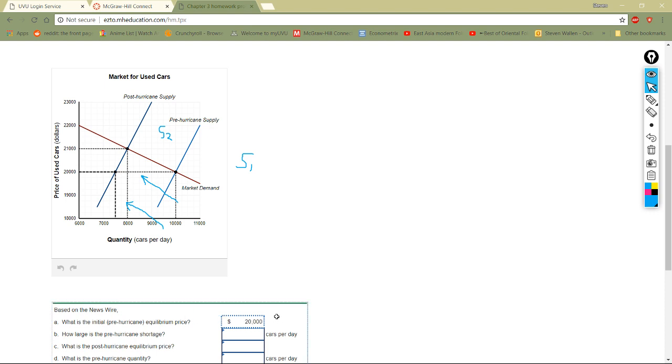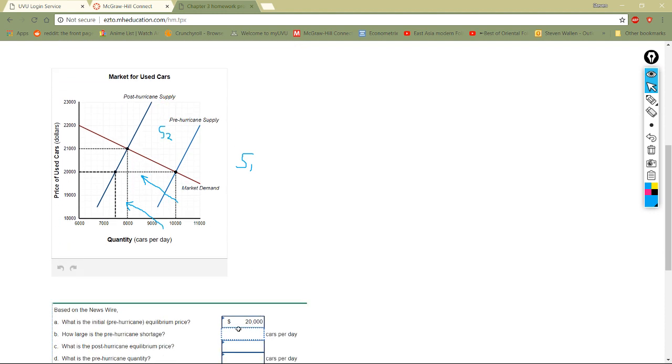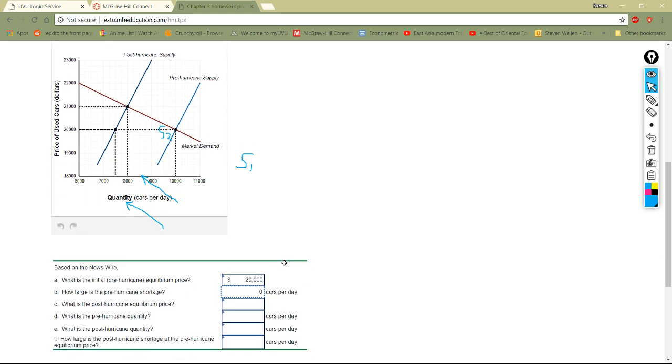Slide that in there. How large is the pre-hurricane shortage? Now, think about this. If it's before the hurricane, and then we're assuming the market has matured and had a chance to balance out, what's going to be the shortage if we're at 20,000? Okay, this is the thing. It should say at 20,000, what's the shortage? Well, if equilibrium's at 20,000, then there'd be no shortage at 20,000 because it's equilibrium. Okay, so you're going to put 0 here because we're assuming a mature market that's kind of equaled out.